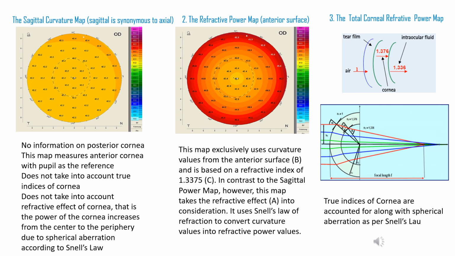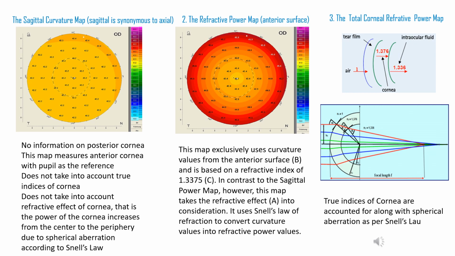But as we said, we are discussing post-myopic Lasik patients. So since these maps do not take into account the posterior cornea, these maps cannot be trusted for the post-myopic Lasik patients' K readings. The third is the total corneal refractive power map. And as the name suggests, the total cornea means it takes into account the anterior cornea, it takes into account the posterior cornea, and it takes into account the true index of the cornea, which is not the simplified 1.3375. I repeat, which is not the refractive index of 1.3375 which the keratometers take.